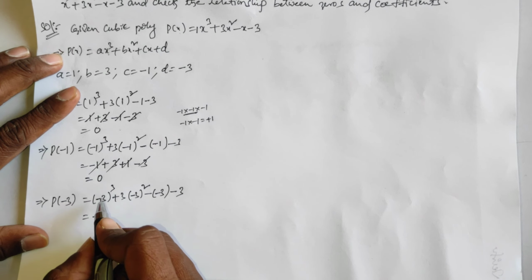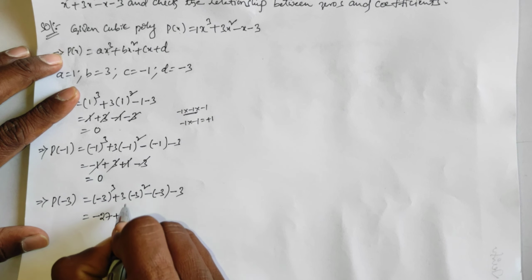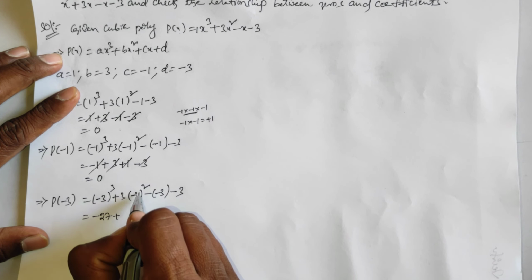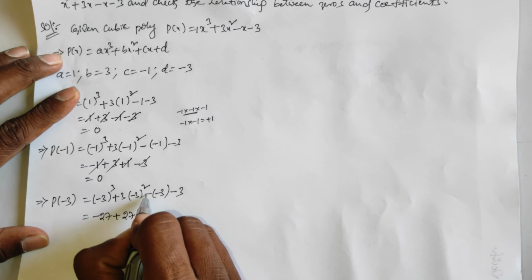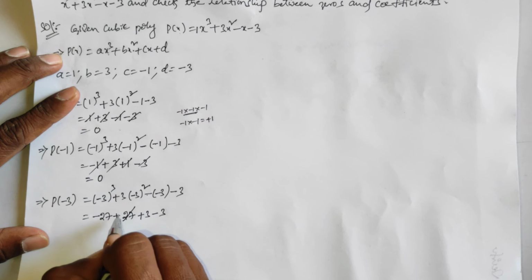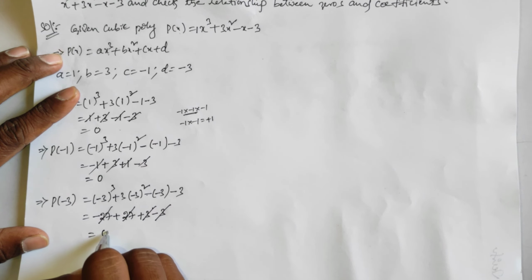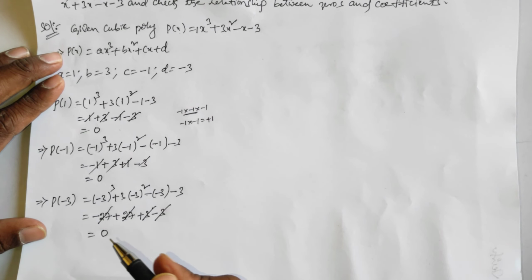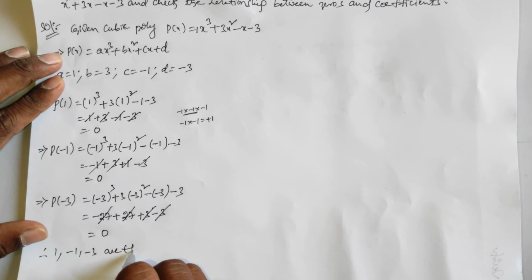3 cube means 3 3s are 9, 9 3s are 27. Plus minus 3 whole square means 3 square, which is 9. Minus 2 minus is plus, 9 3s are again 27. Minus 2 minus is plus, and minus 3. Plus and minus will be cancelled, so the answer is 0. That means 1, minus 1 and minus 3 are the zeros.